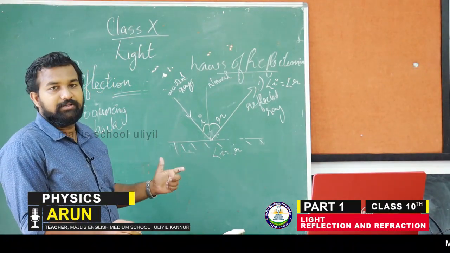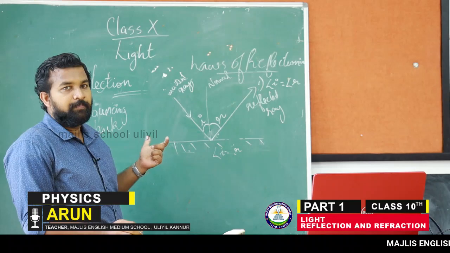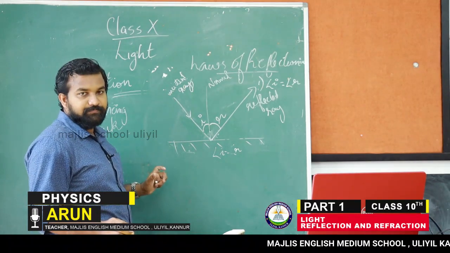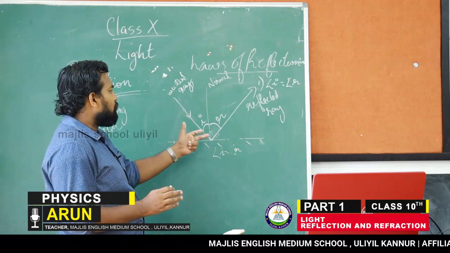This you have been studying. You have studied it in your 8th standard. Okay. So the angle of incidence is equal to the angle of reflection. That is the first law. So this is how the reflection occurs.